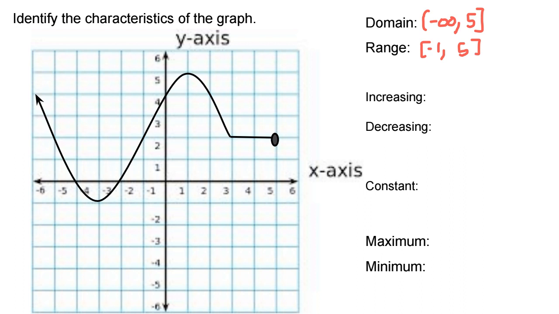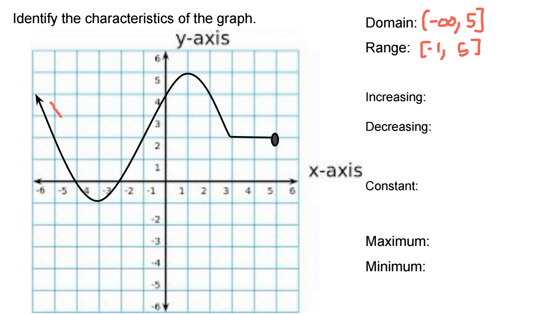Okay, let's talk about increasing and decreasing. When we say increasing, that's where the graph is moving up. So I'm looking at my y's, and where are my y's increasing? Decreasing is where the values are getting smaller, and constant is where they remain the same. The way I approach this is I start from the left side and see what the graph's doing. It appears my graph is coming down, so it's decreasing.